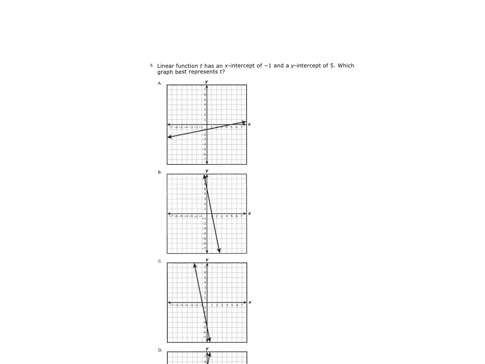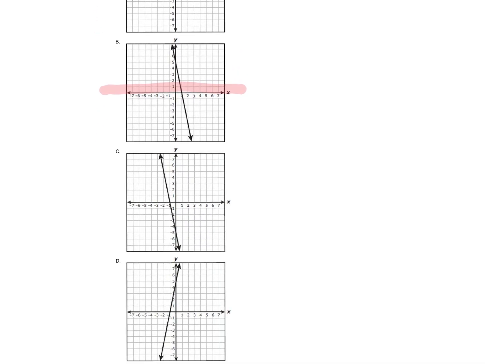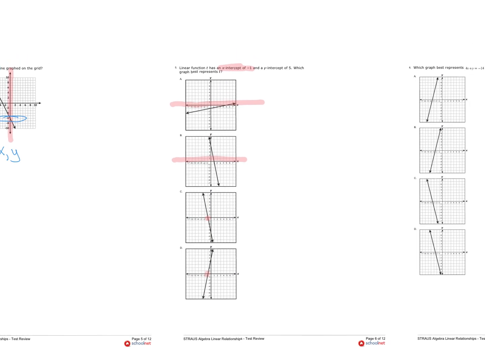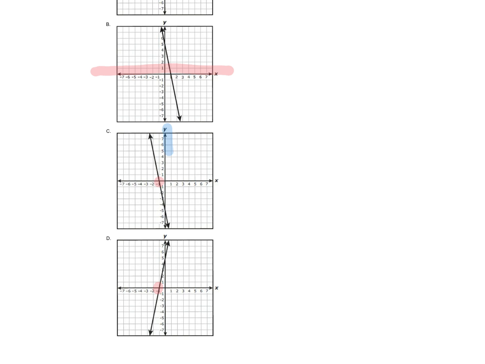Okay. Let's look at number 5. Okay, so number 5 asks you to find the x-intercept of -1. So on our x-intercept, we're looking here. That's not -1. This is not it, because that's an x-intercept of +1. Now these two may work. This has an x-intercept of -1, x-intercept of -1. So right now we're down to C and D. It's also asking for a y-intercept of +5. So here is our y. Where is this crossing our +5? And our D is the answer.